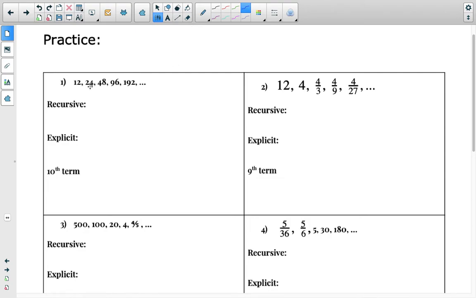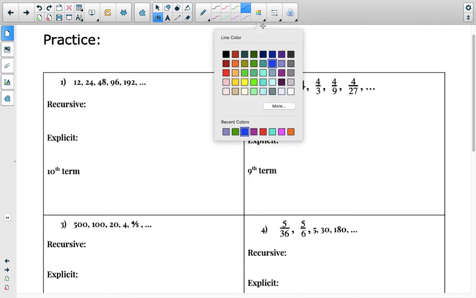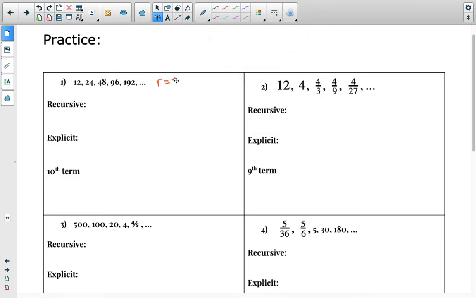We need to see how this increases. So we can do the second term divided by the first, and the next term divided by the previous to determine our ratio. So 24 divided by 12 is 2, 48 divided by 24 is 2, 96 divided by 48 is 2, and 192 divided by 96 is also 2. So our common ratio is 2. R is equal to 2, because we multiply by 2 to get each of our terms.